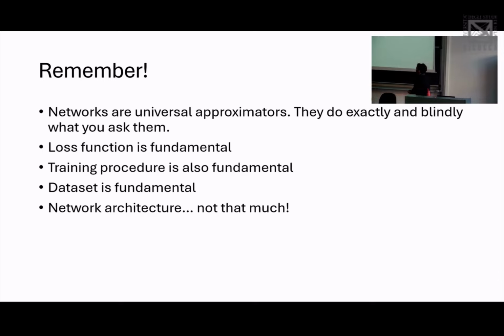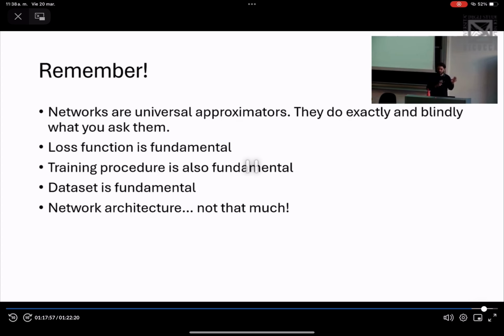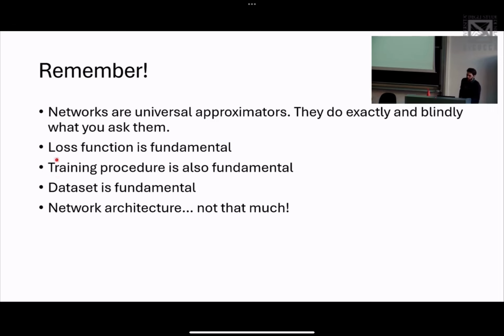So something to remember is that, again, neural networks are universal approximators, and they do exactly and very blindly what you ask them to do. So you need to make sure what you are asking them to do. The loss function is fundamental, the training procedure and the data set are fundamental. The network architecture, actually, not as much as you would hope.